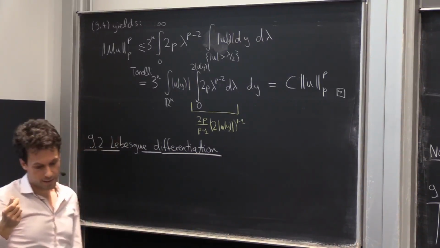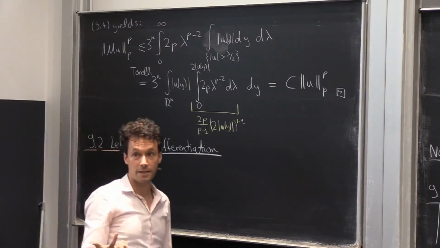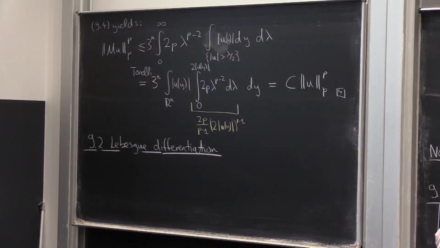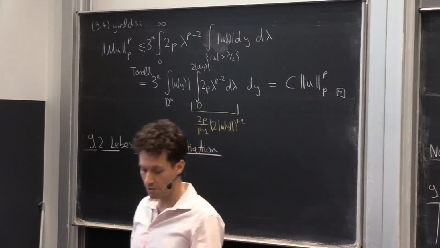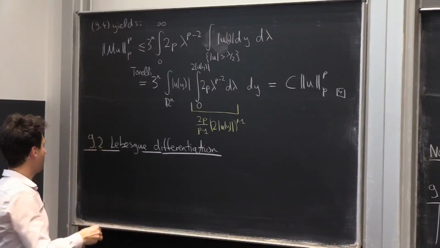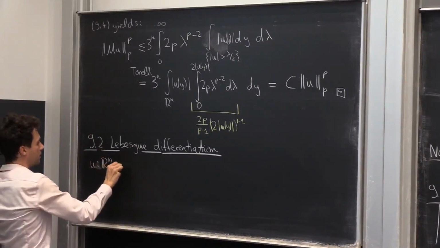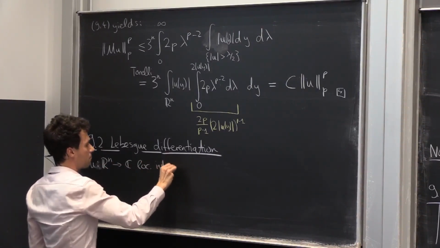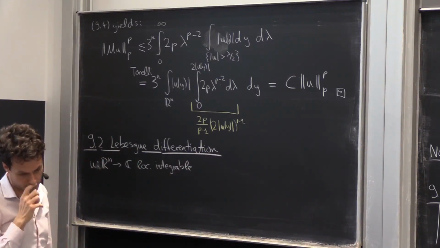And so what is Lebesgue differentiation about? It brings us back to the question I raised at the very beginning. Now that I have control of the maximal function, which is the function that rules all sorts of averages, is that enough to prove something about pointwise convergence of averages? Okay, so I'm going to take u from R^n to C a locally integrable function. No equivalence class, really a function, so that I can speak about pointwise values.